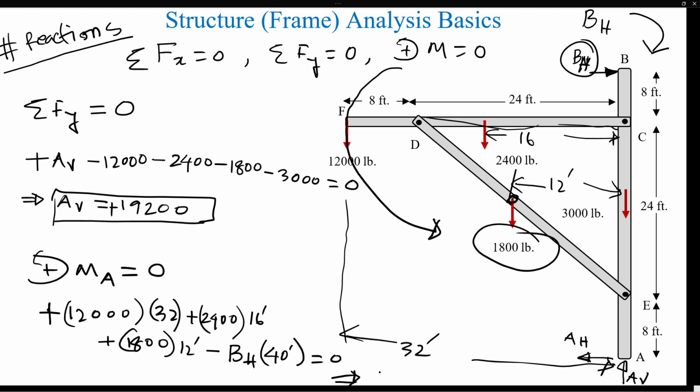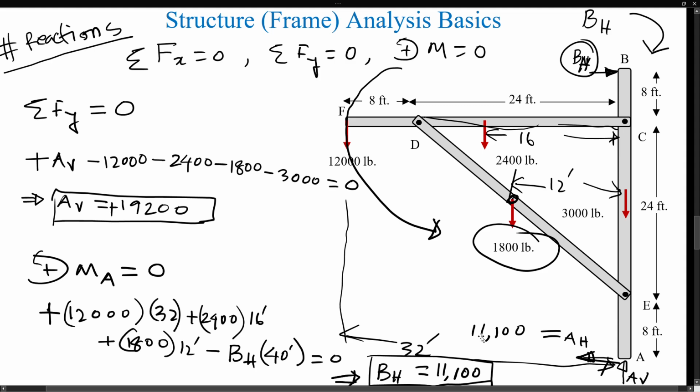Then we can find BH. I found it to be 11,100 pounds at B. The horizontal reaction at A will be exactly the same as BH, because there is no other horizontal component. So AH will also be that, but in exactly the opposite direction so that everything gets balanced. AH acts to the left.